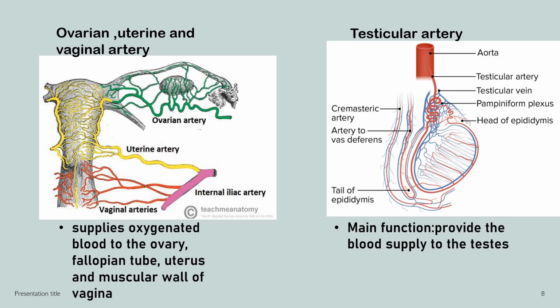The fourth blood supply is the ovarian, uterine and vaginal artery. This is the location of the ovarian artery, uterine artery and vaginal artery. This will supply oxygenated blood to the ovary, fallopian tube, uterus and muscular wall of the vagina. The fifth blood supply is the testicular artery. This is the testicular artery location. The main function is to provide blood supply to the testes.